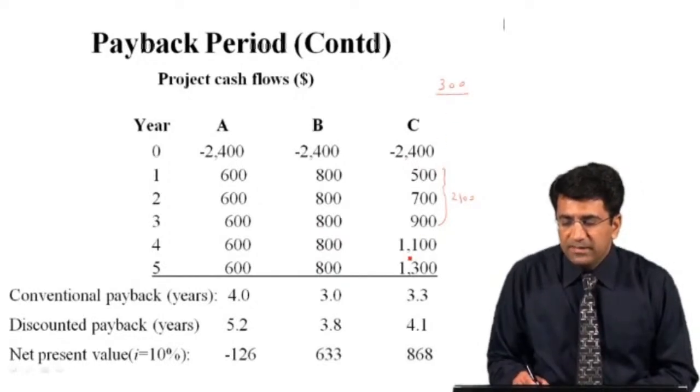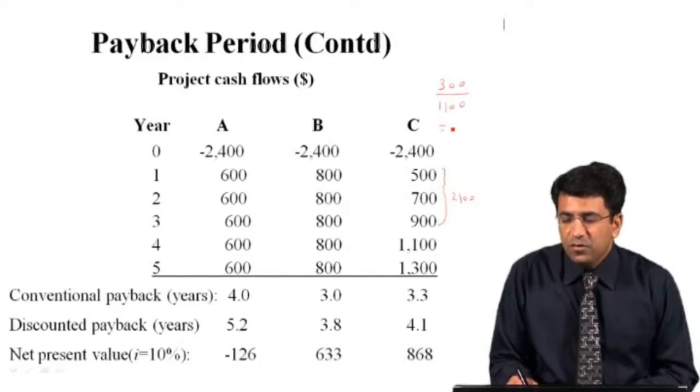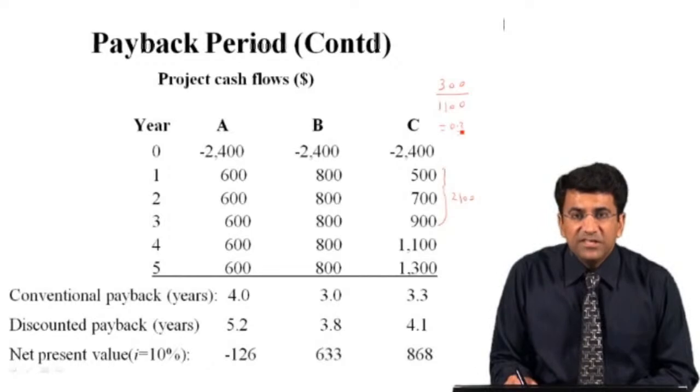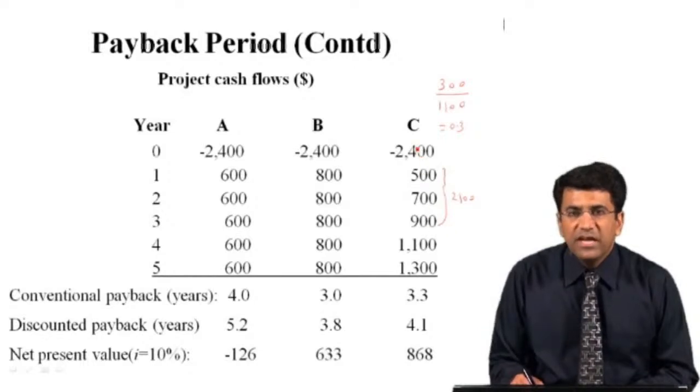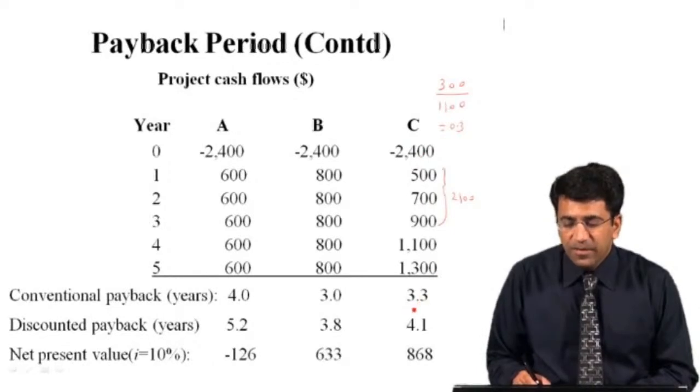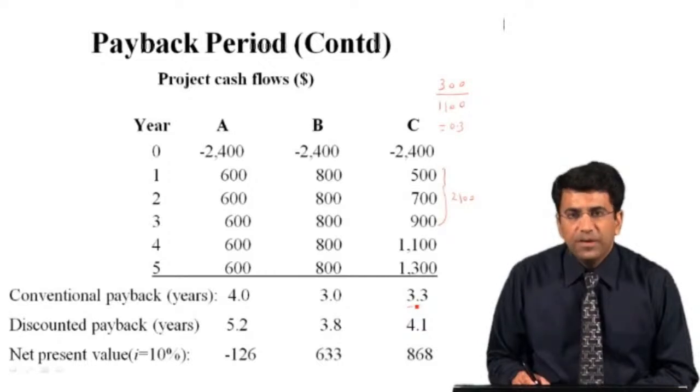Now what we can do is divide this 300 by this particular amount, that is 1100, which is being generated for 1 year. If we divide, it will be approximately 0.3. So it means that in 0.3 years, the total cash inflows will become equal to the total cash outflows, that is 2400. In this way, we can calculate the value of the conventional payback period, that is 3.3.